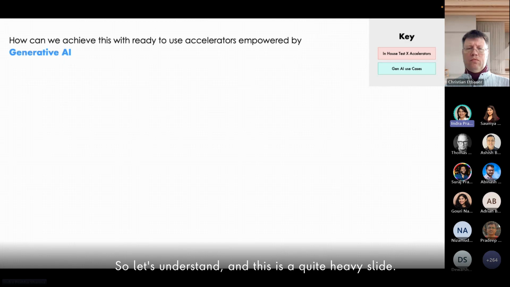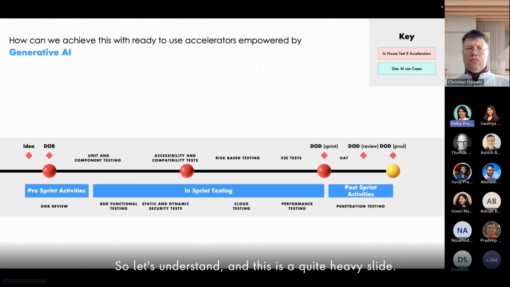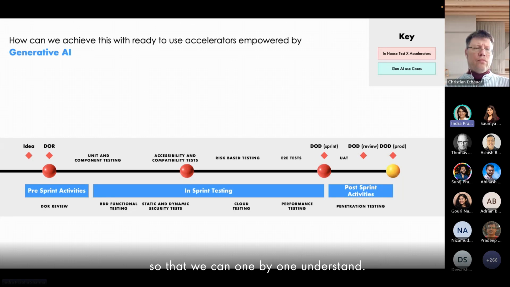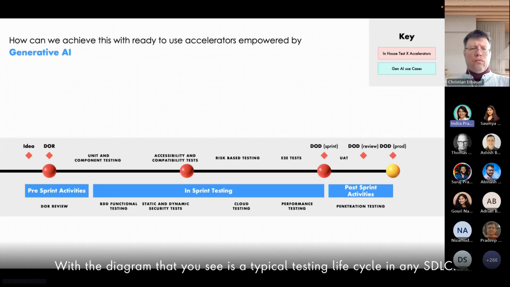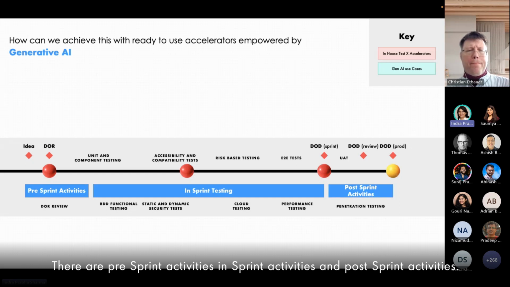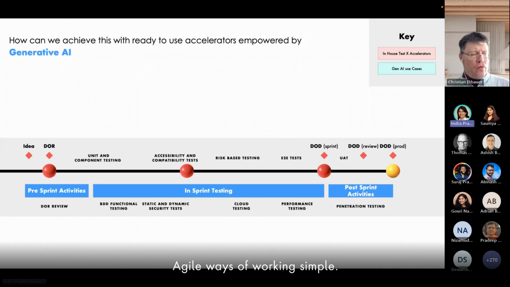So let's understand. This is quite a heavy slide, so I'll take time so that you can read through it, and hence the animation also, so that we can understand one by one. The diagram that you see is a typical testing life cycle in any SDLC. Just take a moment to read through it: there are pre-sprint activities, in-sprint activities, and post-sprint activities. Everyone almost does this. Agile ways of working, simple.